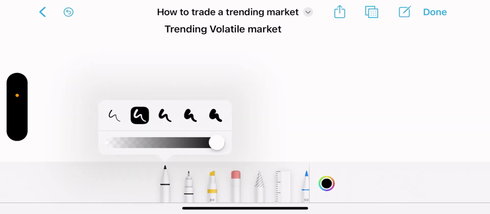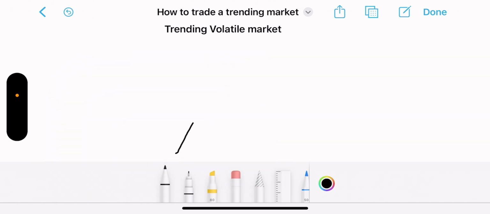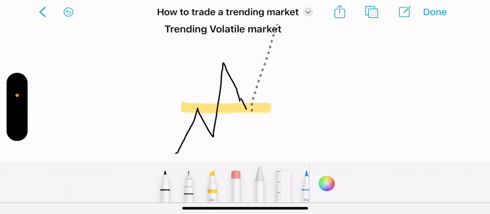Let's look at it from the buying perspective, right? So we have this, so you can draw your zone here. When price gets here, you buy at this level, put your stop loss below here, and then you are looking for the market to head all the way to the top. So it does, right? So there's one way to trade a volatile market, right, using support and resistance.